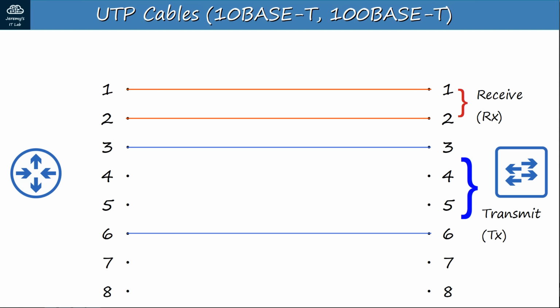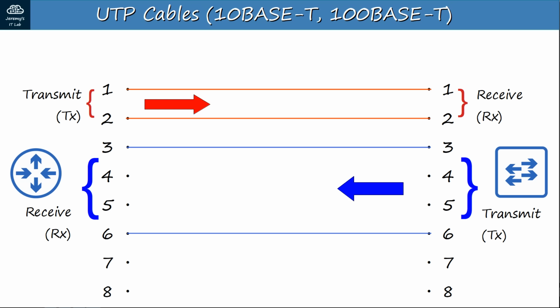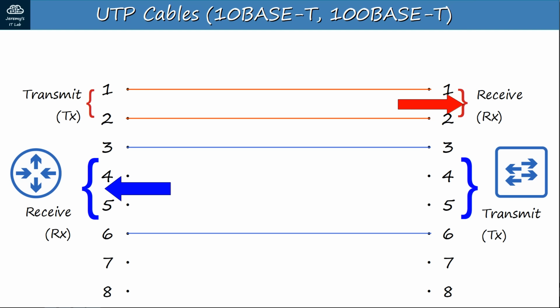How about a router? Well, the network interfaces on a router transmit and receive data on the same pairs that a PC's network interface card does. A router transmits data on pins 1 and 2, and receives data on pins 3 and 6. Again, Ethernet uses full duplex transmission, so the 2 devices can send data at the same time with no issues. So remember this. Routers transmit data on pins 1 and 2, and receive data on pins 3 and 6. This is the same as a PC.